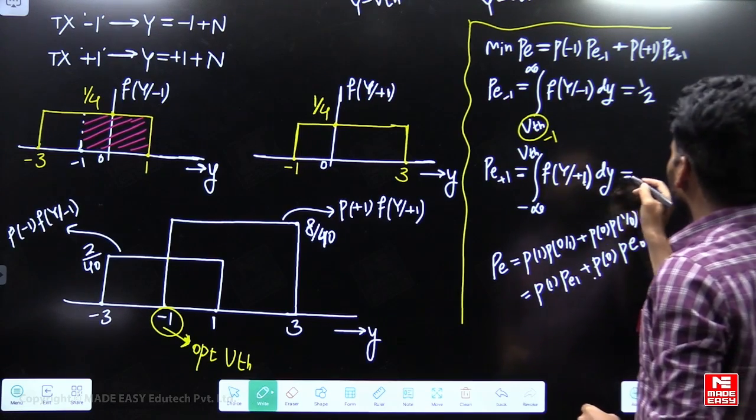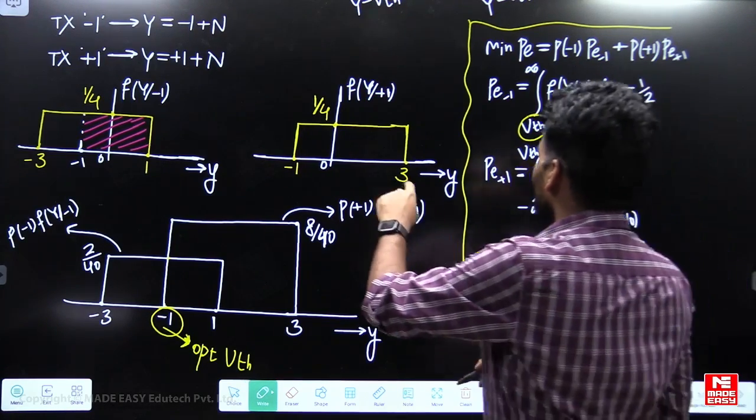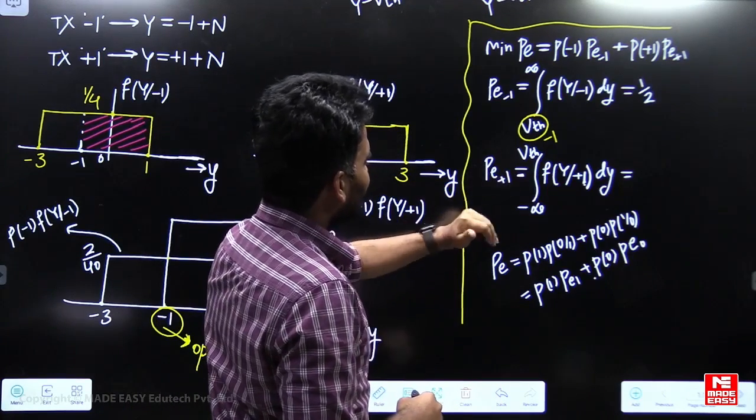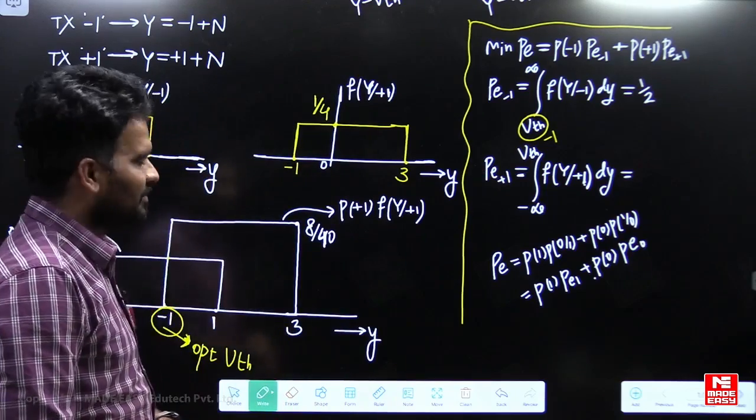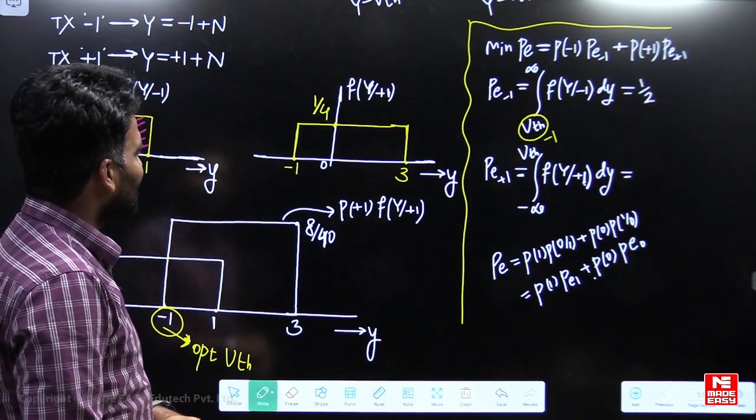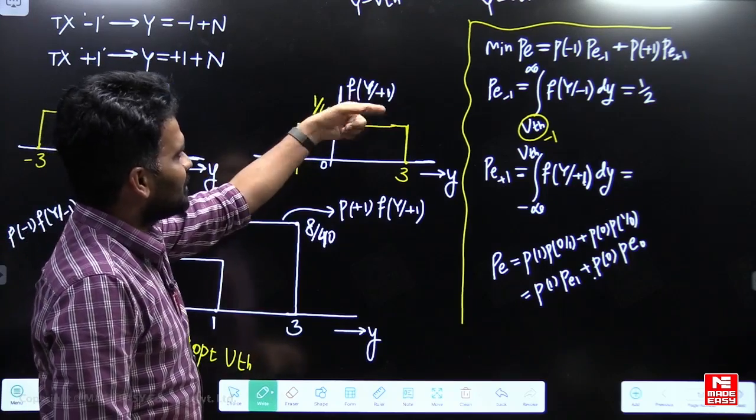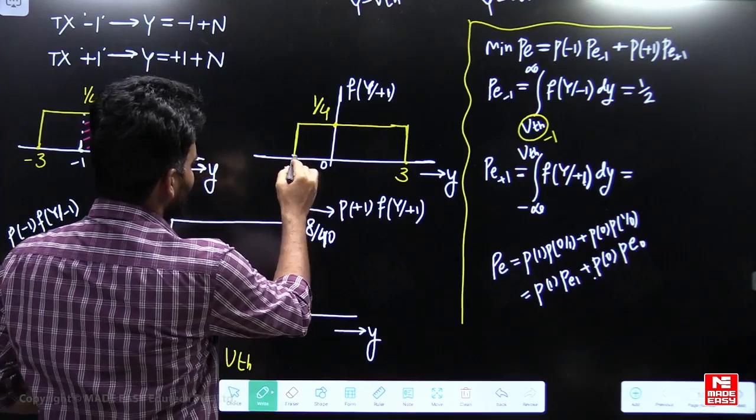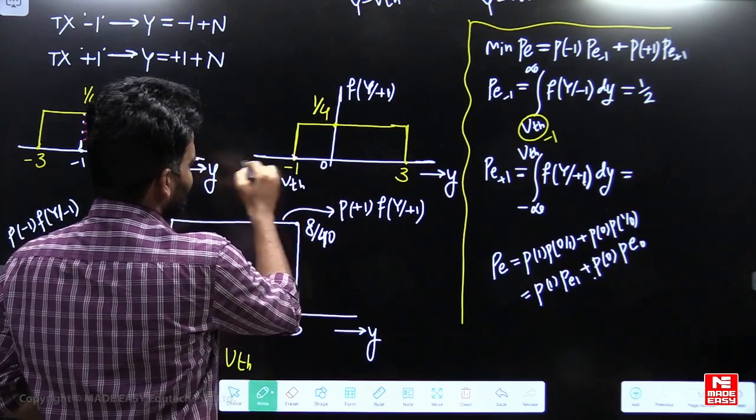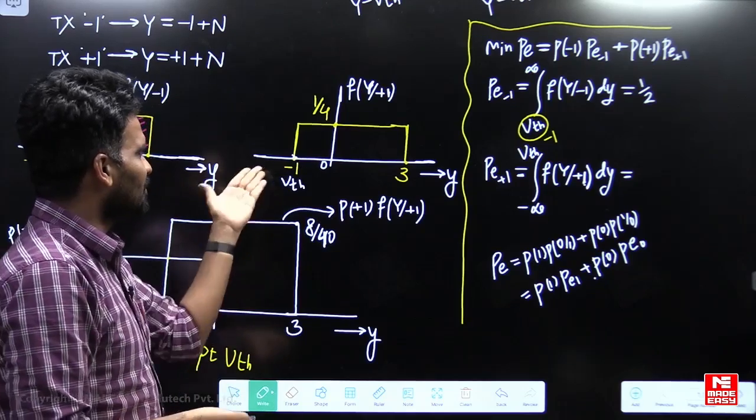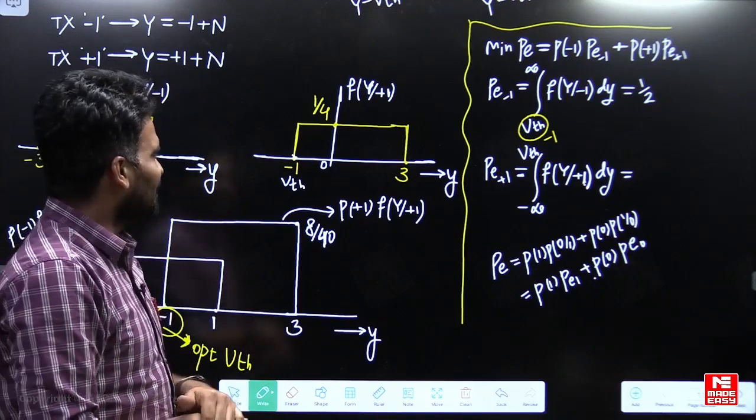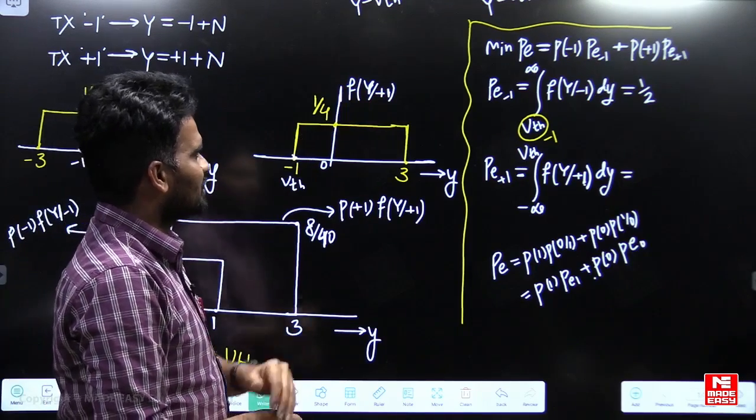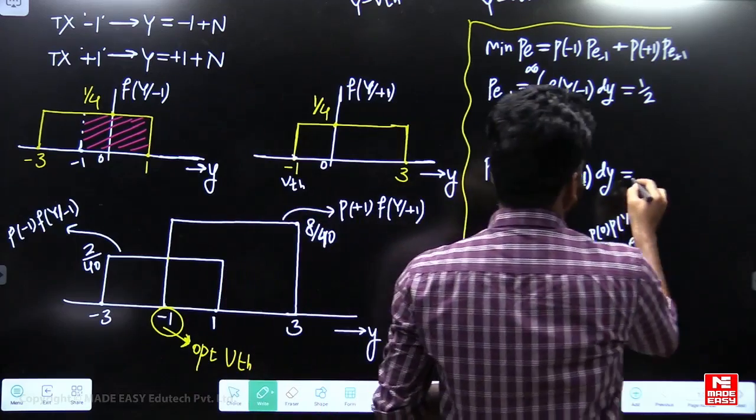Yes. So what is the area under this density function fy upon plus 1, from minus infinity to V threshold? V threshold is minus 1 only. So when plus 1 is transmitted, what are the chances of y less than this V threshold? Of course, there will be no chances. There will be no chances for y less than V threshold when plus 1 is transmitted. So I can say this will be 0 here.